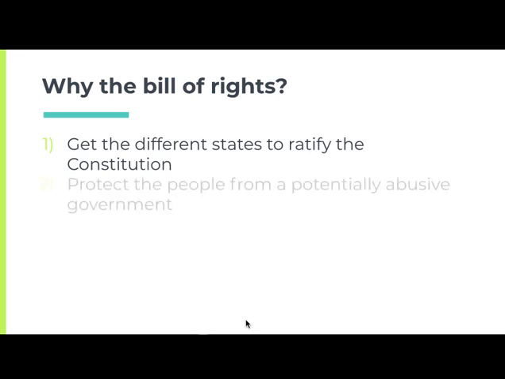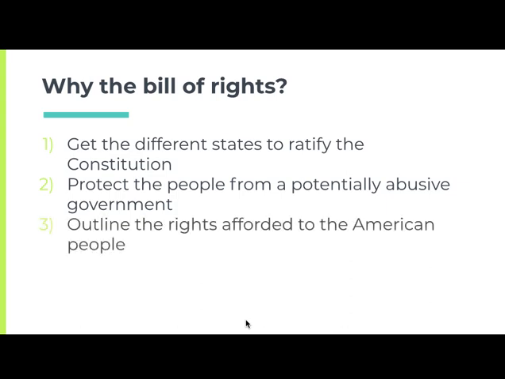The second reason was because they wanted to make sure the Constitution very clearly said that people would be protected from a potentially abusive government. So again, the second reason is because they wanted to avoid another situation like they had with Great Britain with the king.